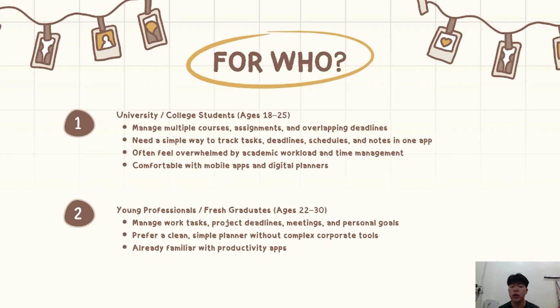Okay, so this is the target audience for my app. The primary target audience is university and college students, aged between 18 and 25. The second target audience is young professionals or fresh graduates, like internship students or students who have just started working. They can manage work tasks, project deadlines, meetings, and personal goals.